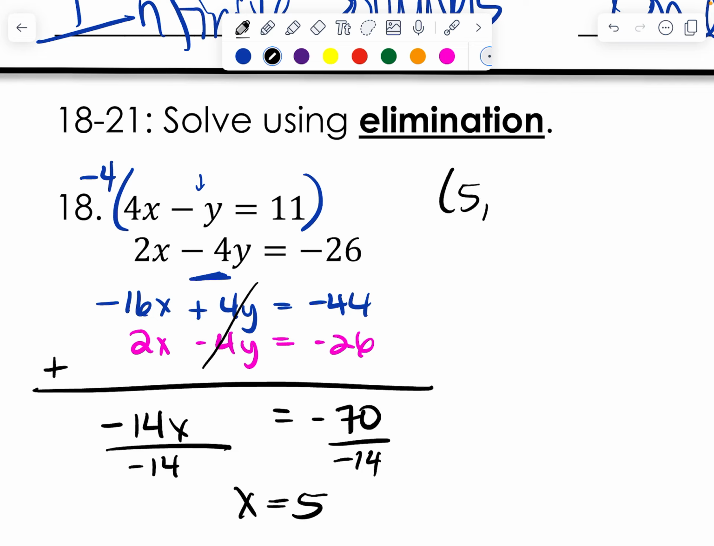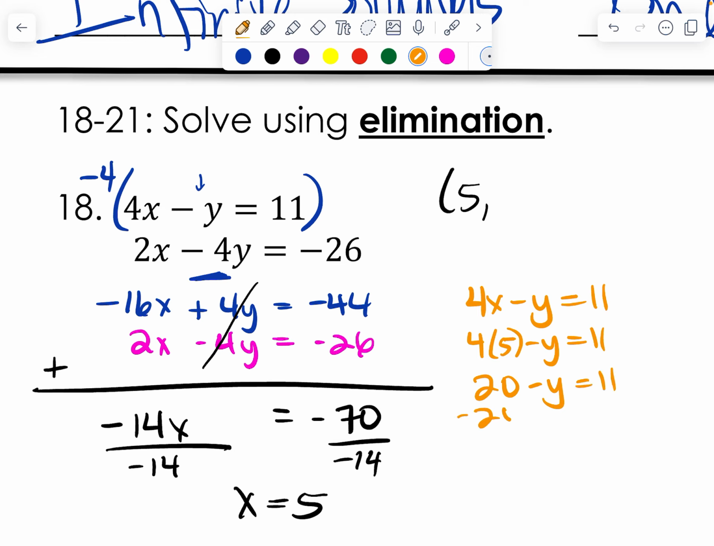So now I have to find my y value. So I'm going to plug that back in. I'm going to plug it into the first one. 4x minus y equals 11. 4 times 5 minus y equals 11. 20 minus y equals 11. I subtract 20. Make sure you bring down the negative with the y. Get -9. I divide by -1. I get y equals 9. So the point is (5, 9).